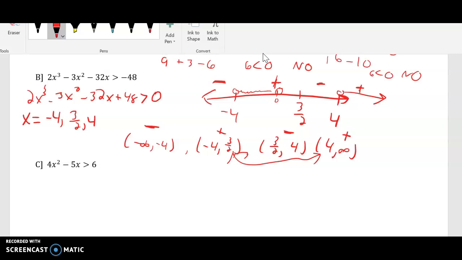Just another way to write it. We can write it on a number line, or we can do it in interval notation. Free response-wise, you can put either. If it were multiple choice, you'd need to be able to match. It probably would be written in interval notation if we were doing it as a multiple choice question.